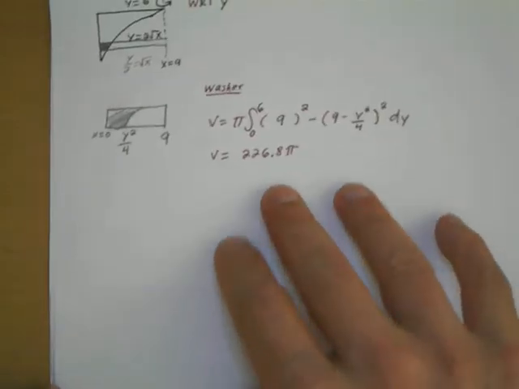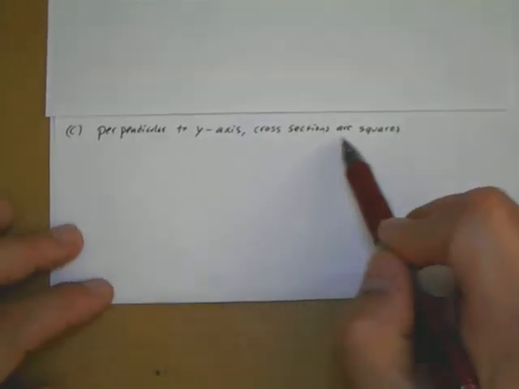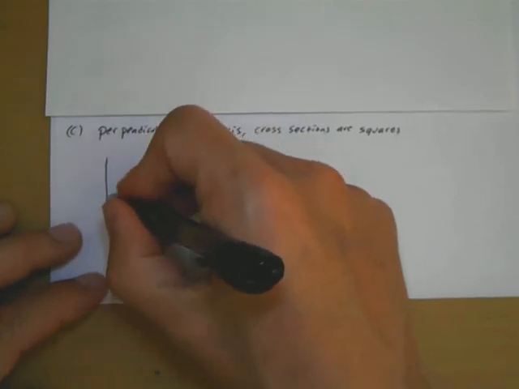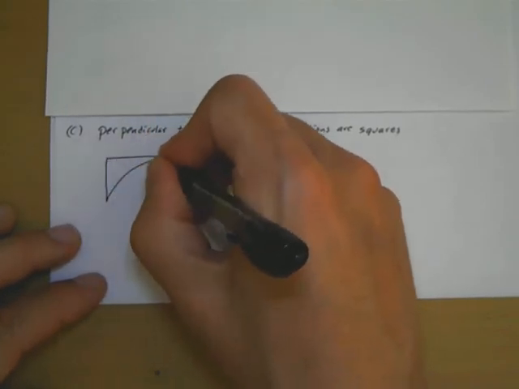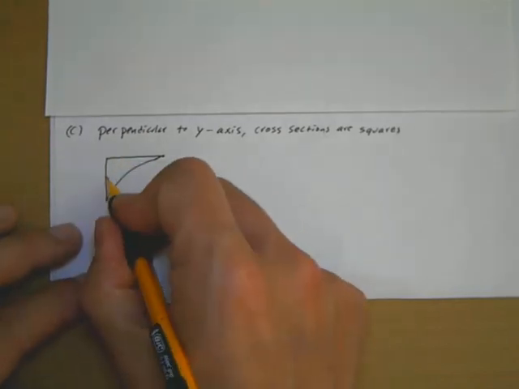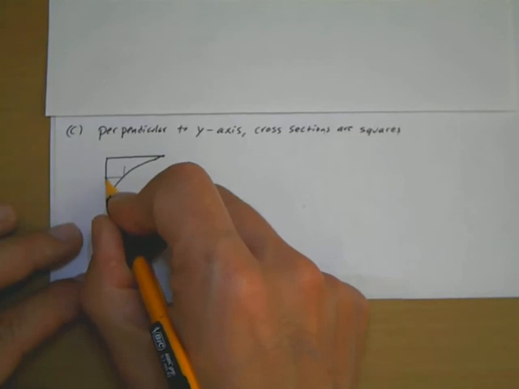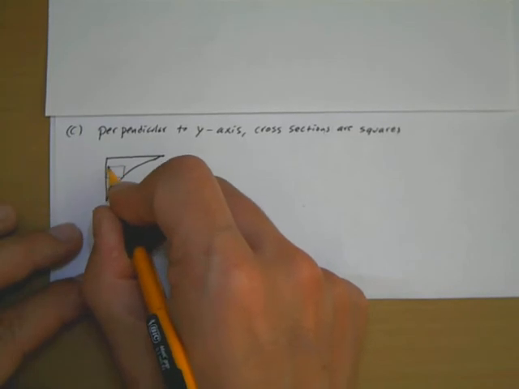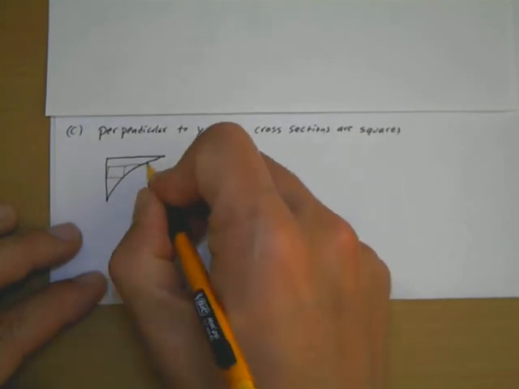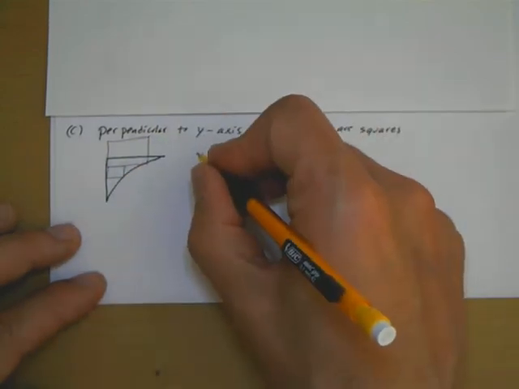For part B, it's saying that you want to set up cross-sections that are perpendicular to the y-axis, and these cross-sections are squares. So one more time again, if I redraw the region in question, perpendicular to the y-axis means that your squares are popping up out of the page this way. So they're going to be popping up, going this way. So it's going to be with respect to y again.